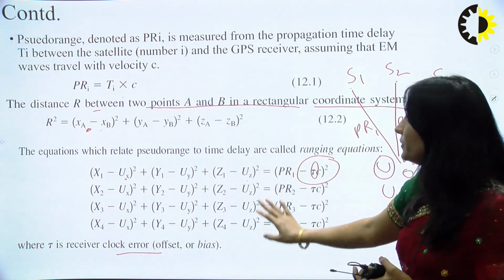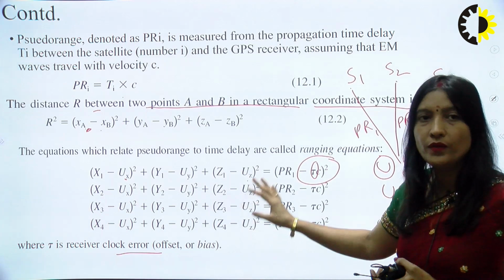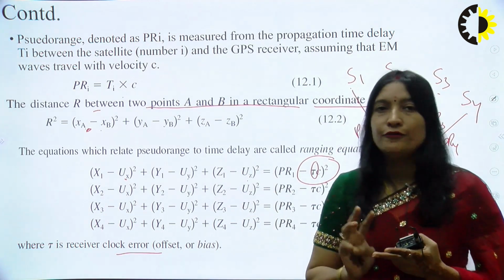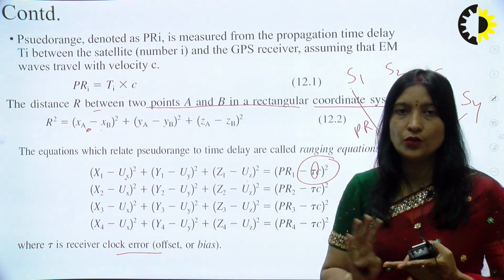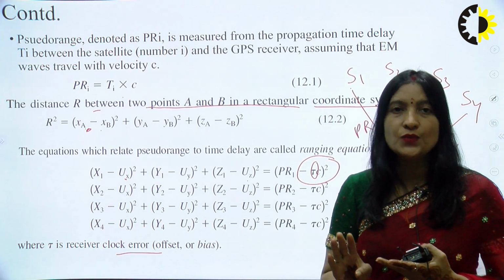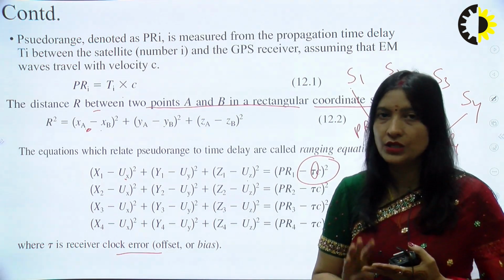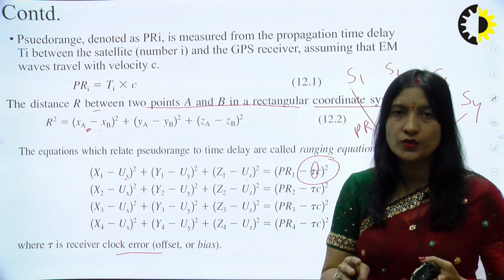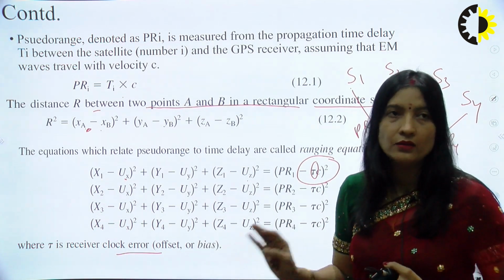So with the help of these 4 equations, okay, 1, 2, 3, 4, we will calculate the unknown parameters. So we have three unknown parameters, ux, uy, uz, and the fourth unknown parameter is the tau. So that is why we need to have signals from at least 4 satellites. 3 satellites will be used to calculate ux, uy, uz, and the fourth satellite's information is used to calculate the tau.